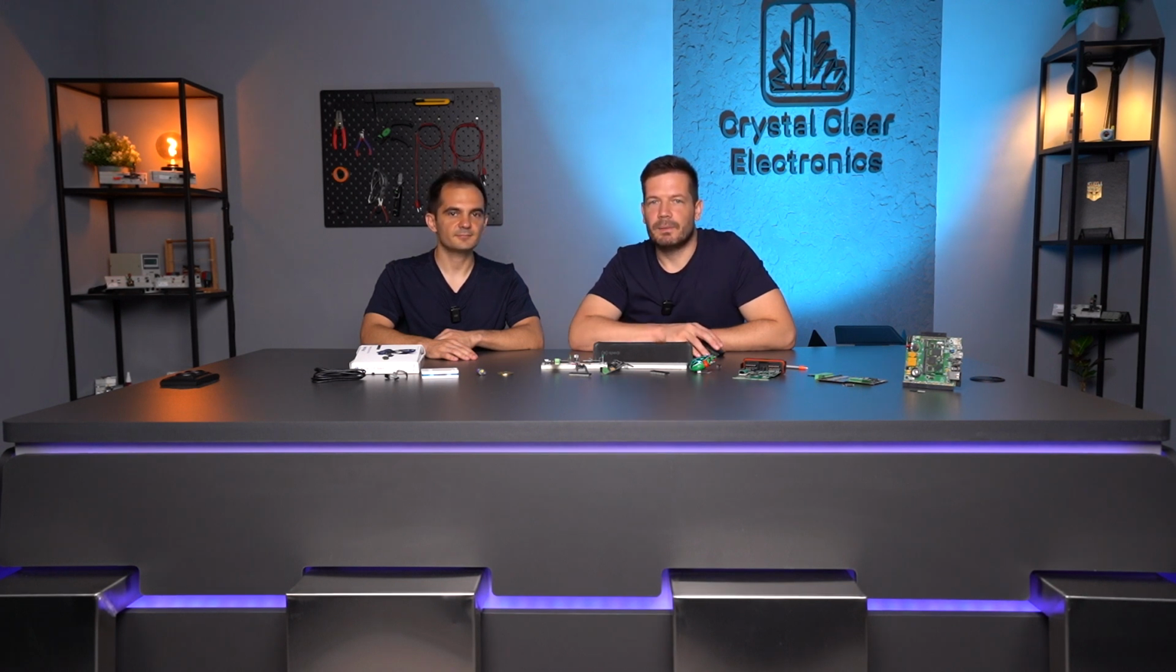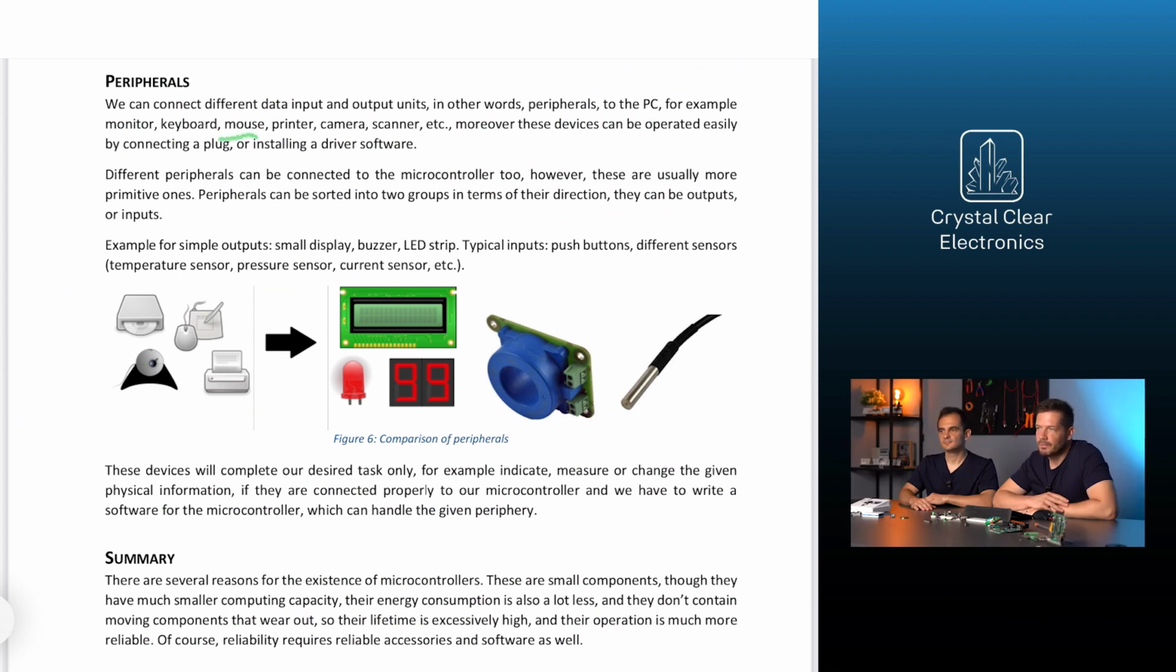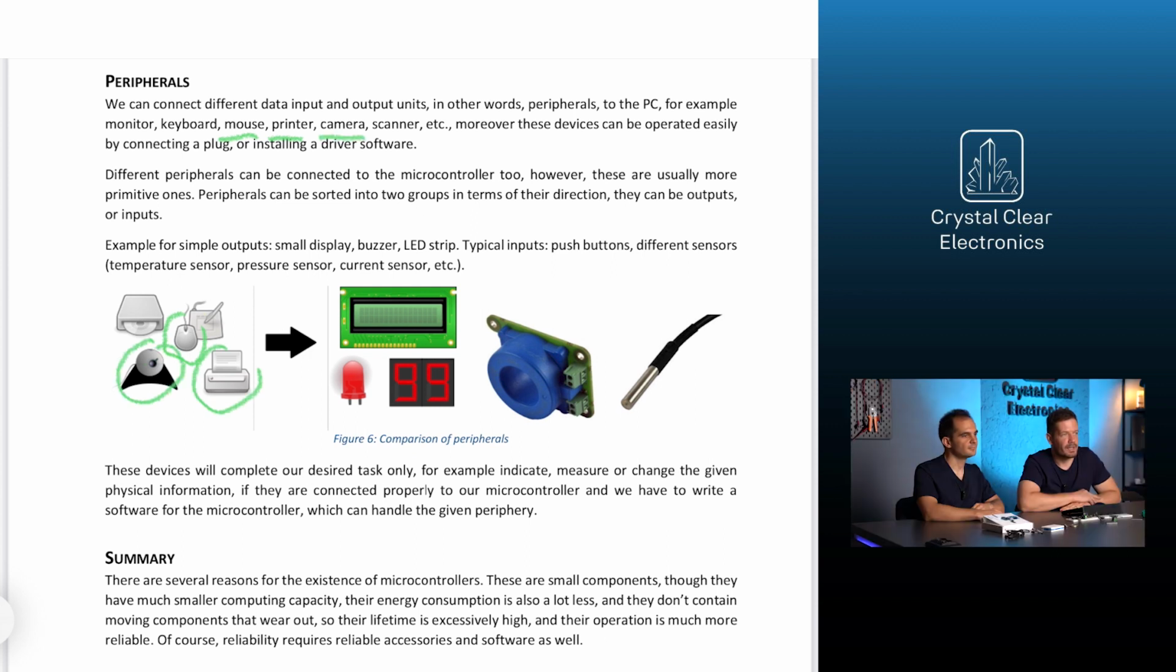We can connect different data input and output units, in other words, peripherals to the PC. For example, monitor, keyboard, mouse, printer, camera, scanner, etc. I'm sure that you've met these. Moreover, these devices can be operated easily by connecting a plug or installing a driver software. Different peripherals can be connected to the microcontroller too. However, these are usually more primitive ones.